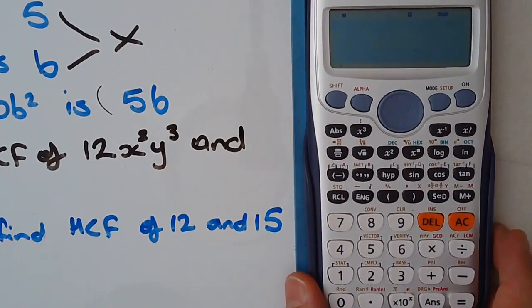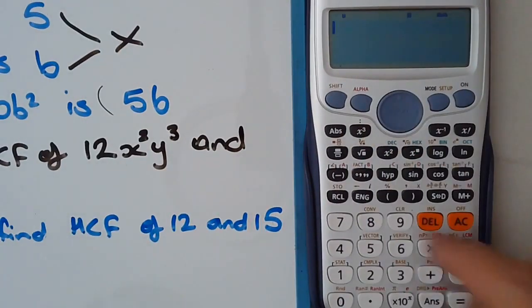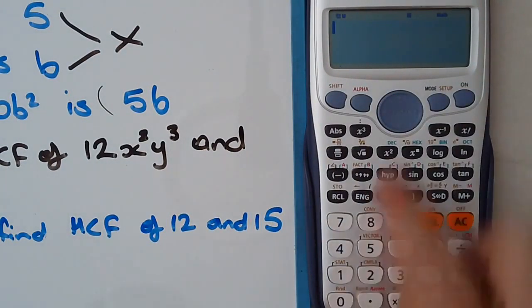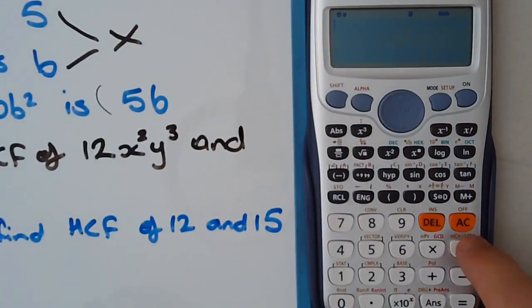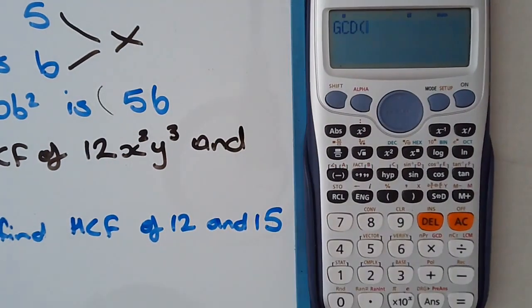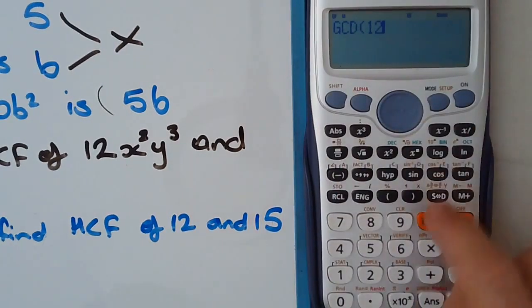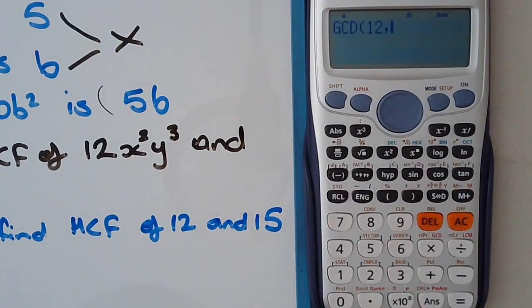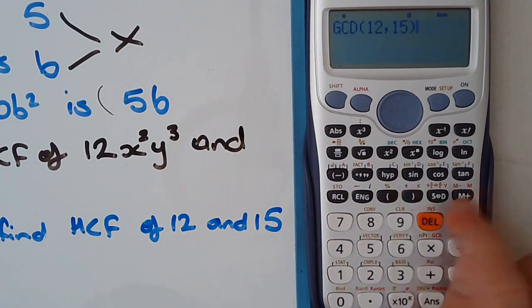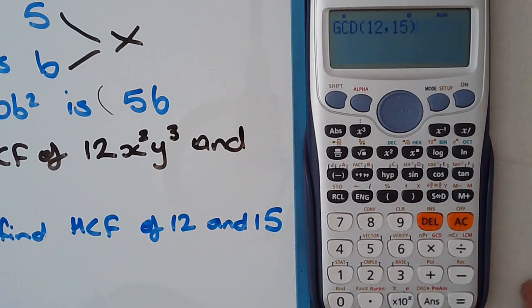Just above the multiplication key, anything in red, you need to press alpha first. So press alpha, a little A will come up, and press the multiplication key, and then GCD will come up on the screen. Then we're going to put in these two numbers, 12 and 15. Type 12, comma, and 15, and then close bracket. The comma there is just above the bracket key. Press equals, and we get 3.